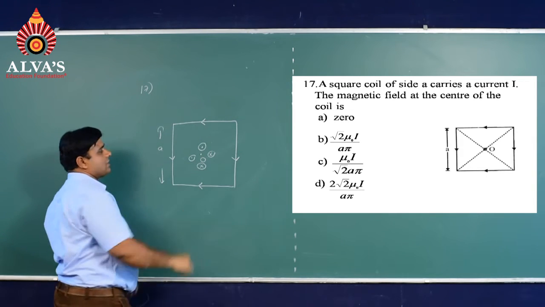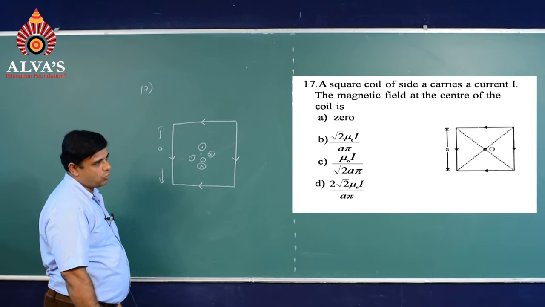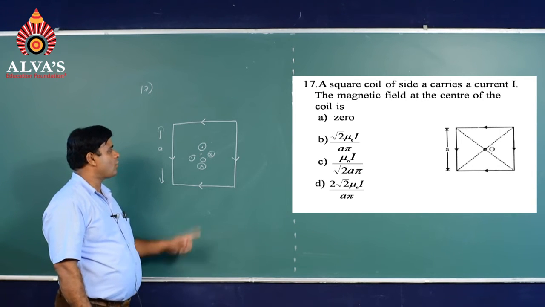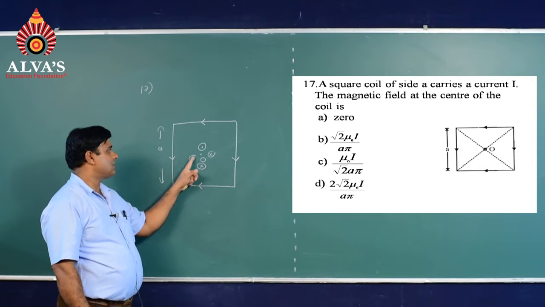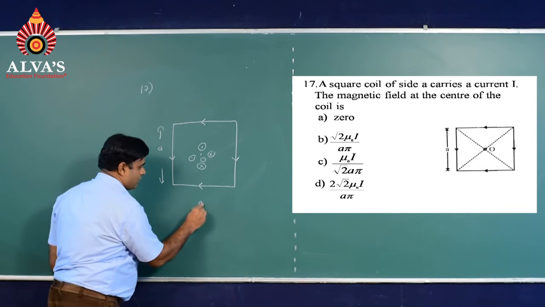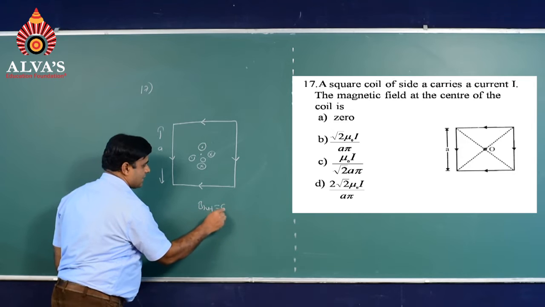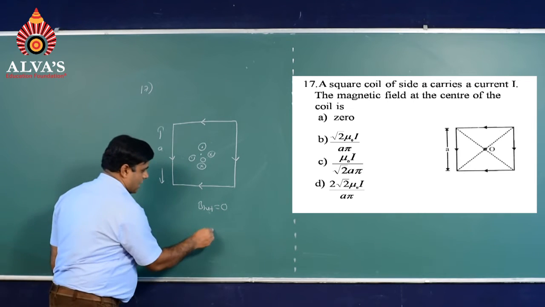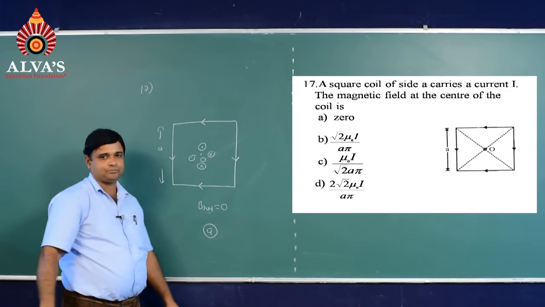So, 2 fields are inward, 2 fields are outward, but all of them are equal, implies these 2 cancel these 2 fields. Therefore, net field at the center is 0. So, the answer is A.